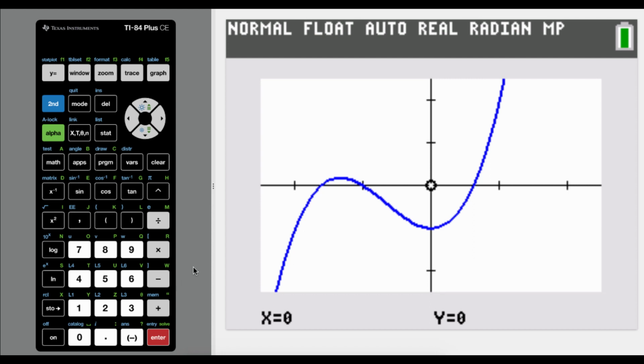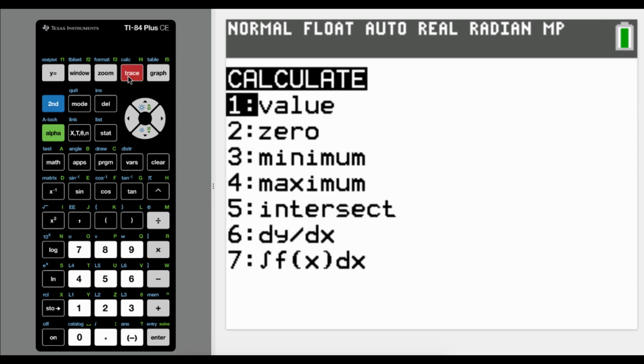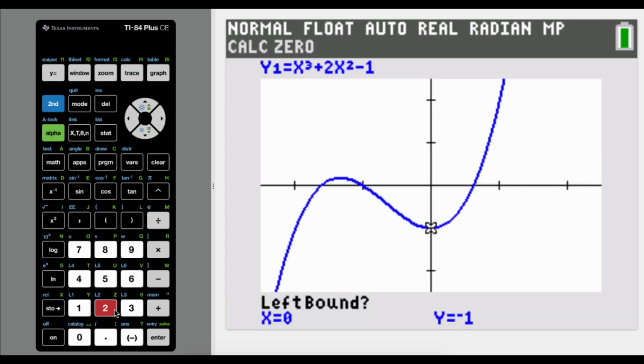So what we want to do is figure out where our equation is equal to 0 by identifying those x-intercepts. So I'm going to hit second and then trace. Remember, another name for an x-intercept is a 0, so I'm going to pick option number 2 in here. Now there's three of these things, so we're going to have to find each one separately.